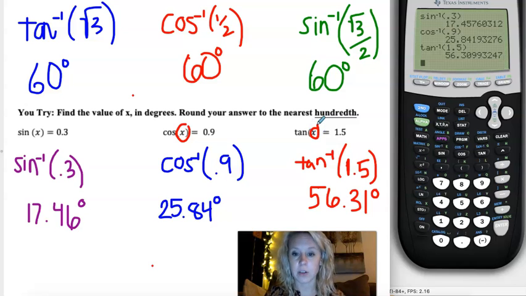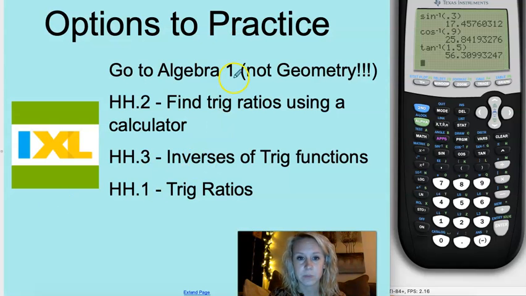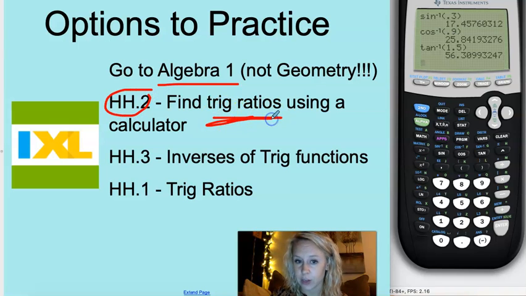All right, so now go ahead and get started on your practice. So there are 2 IXLs you can do. So I linked them on Canvas. And so they're under Algebra 1, it's HH2 when you type it in the calculator. And then HH3 is when we were doing inverses, like what we just did with the -1, okay?